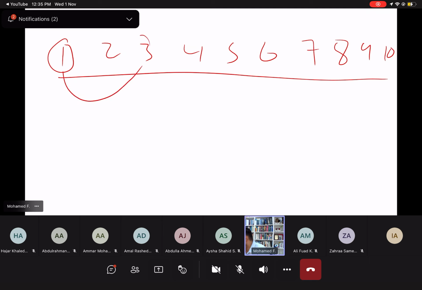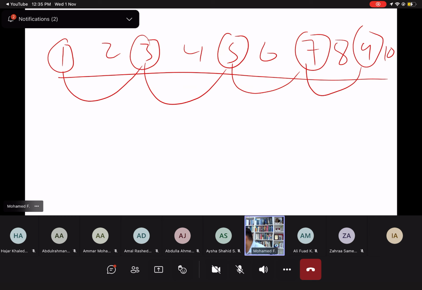If the spacing is 2, it will jump to 3, then to 5, then to 7, and then to 9. So this is what you get if you ask for v equals 1 to 10 with a spacing equal to 2.